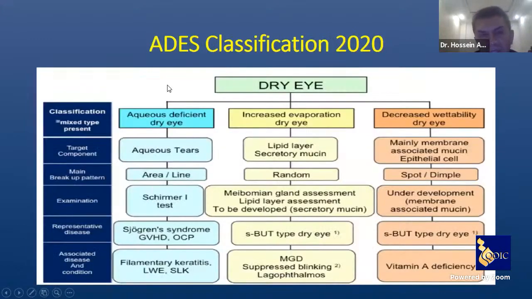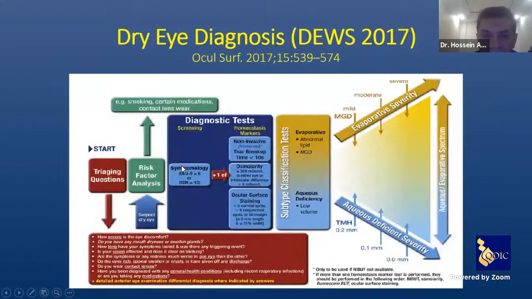And the Asian Dry Eye Society classification was presented at 2020, and they put the patients in three main categories: aqueous deficient, again evaporative, and also decreased wettability dry eye, which refers to problems in the mucin layer of the TFP.